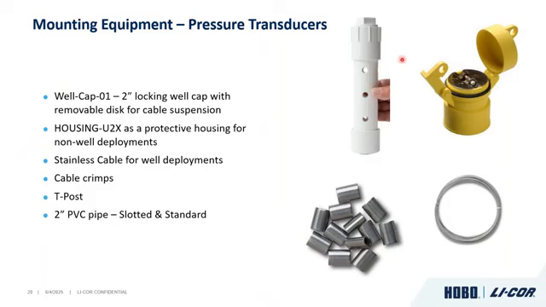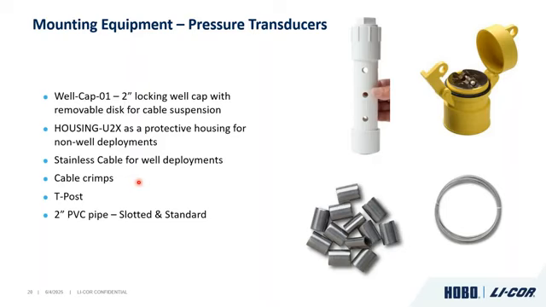You saw a couple deployments that are utilizing a protective housing. This is good for our pressure transducers. You can mount it right to a stake or a T-post and put it right in there. And then we also carry stainless cable and crimps. That way, if you're doing a groundwater deployment, you can suspend it right from this well cap or another well cap utilizing this cable too.